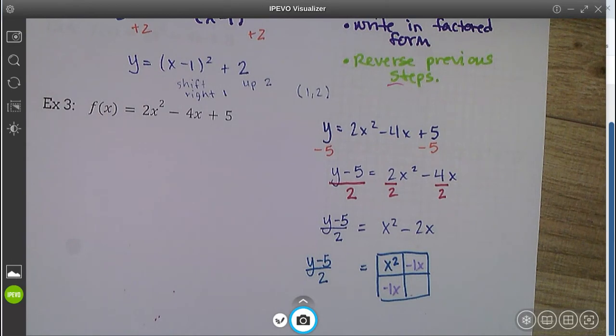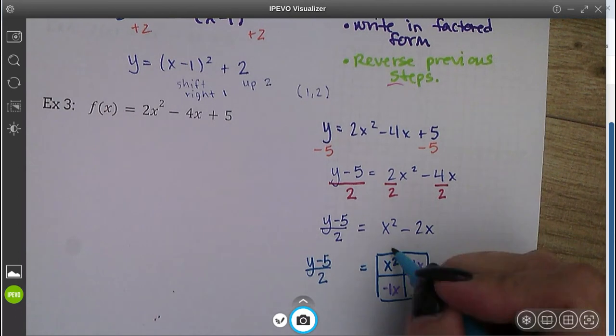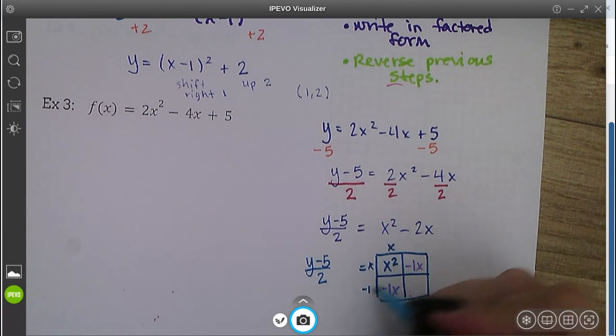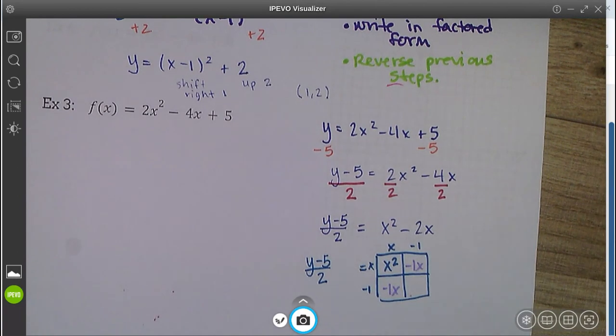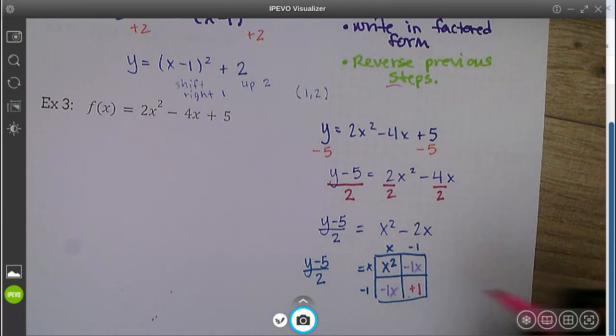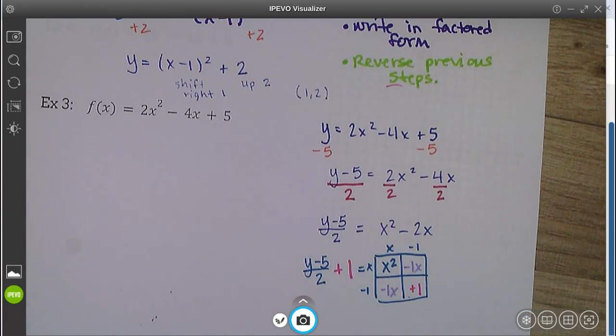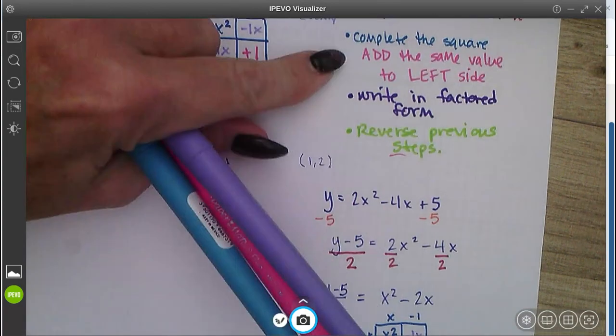And then I have to figure out what goes in this bottom space. So x here, minus 1, minus 1. Negative 1 times negative 1 is plus 1. I have to remember to add the same value to the left side, plus 1. That's where that came in.